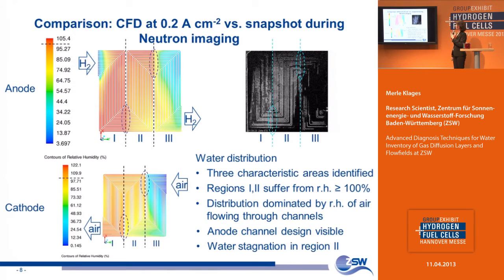What did we see with neutron radiography? We see the channels of the anode, and we also identified water in regions 1 and 2. So they basically support those results.